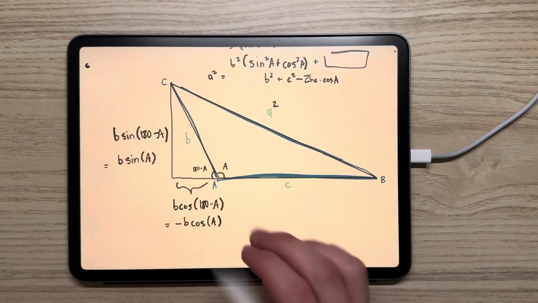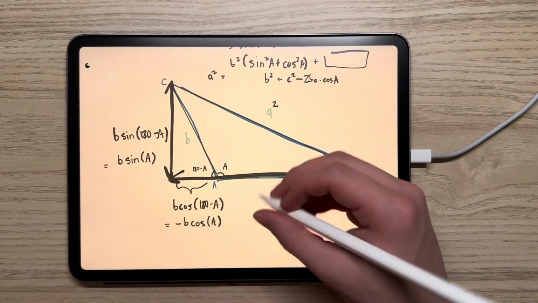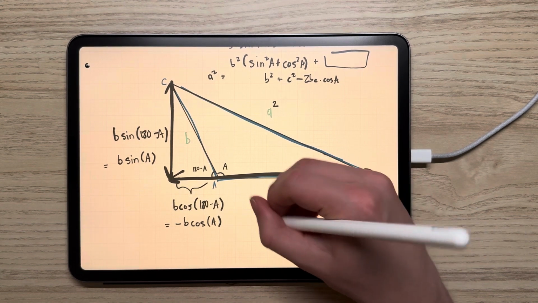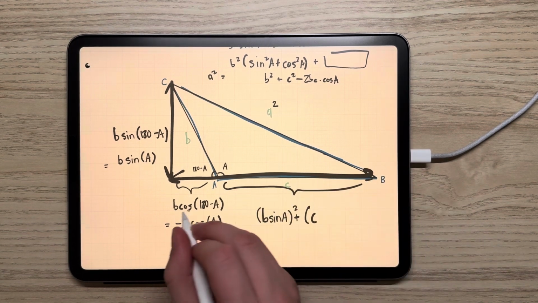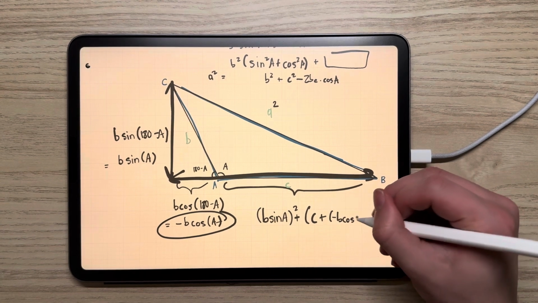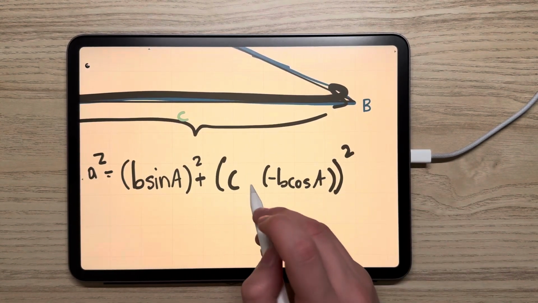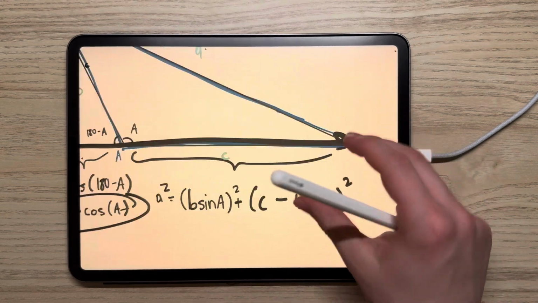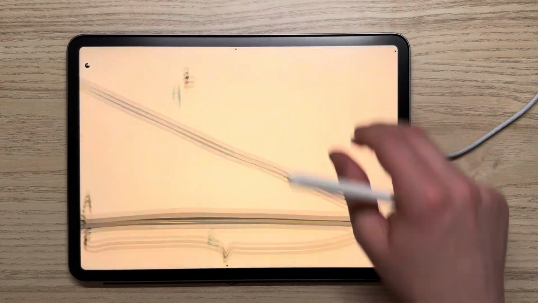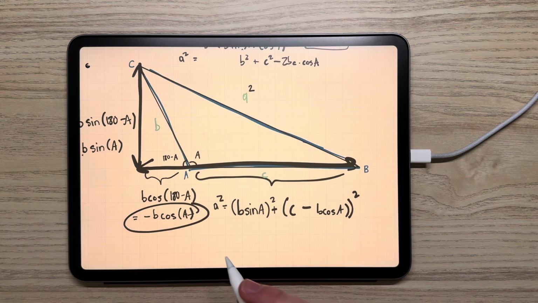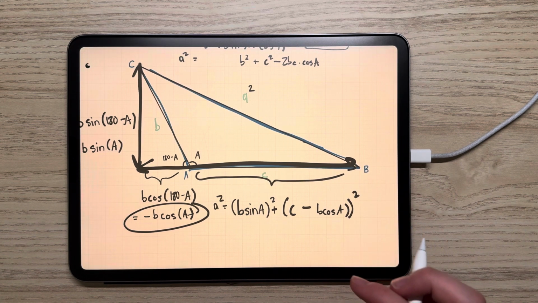So now, this whole a squared is going to be this side plus this whole thing. So it's going to be b times sine of A, squared, plus c, which is this, plus this, and then all of that squared. So that's the same as a squared. Adding a negative is the same as just subtraction. And now we're left with the same equation that we had before, b sine A squared plus c minus b cosine A squared. And so that means it works for obtuse triangles too. Now that is a proof for the law of cosines, and I hope that now it's easier to remember, or now you understand it a little better.